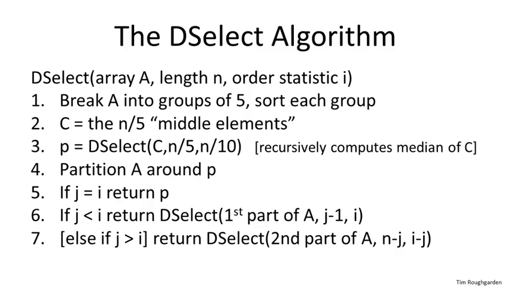So we call the pivot P, and then we just proceed exactly like we did in the randomized case. That is, we partition A around the pivot, we get a first part and a second part, and we recurse on the left side or the right side as appropriate, depending on whether the pivot is less than or bigger than the element that we're looking for. So the claim is, believe it or not, that this algorithm runs in linear time.